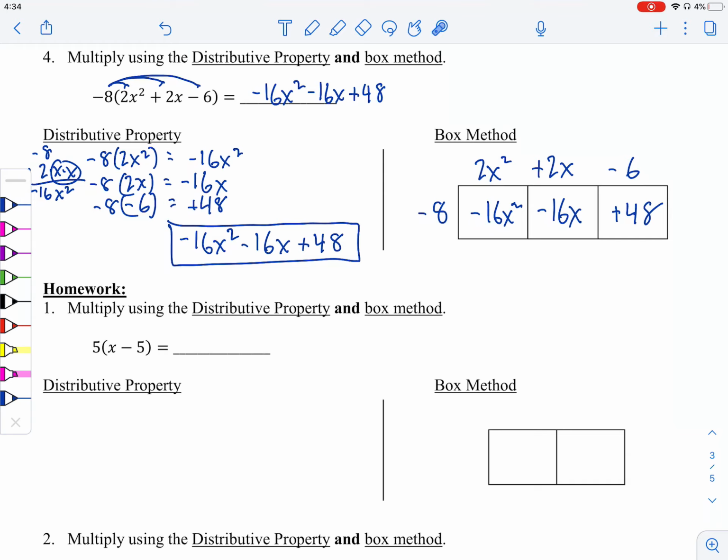So we're practicing both methods, right? Distributive and box method, because we're going to use both in the future, and you're going to see both in the future. And the box method is very important when we get to factoring, or going backwards to factoring. So we're going to practice that later on. We're going to eventually get that, so that's why we're practicing the box method.